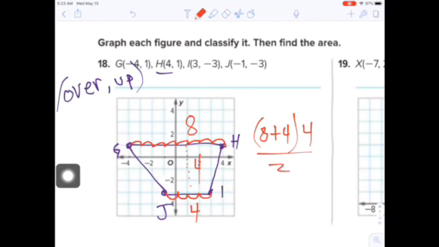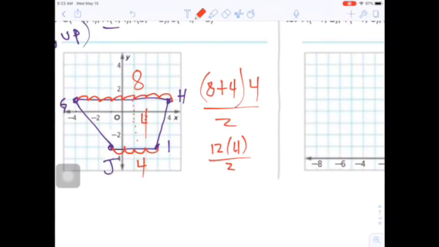Okay, so if I simplify that, that's 12 times 4, all divided by 2, which is going to be 48 divided by 2, which is 24. And then since it's on a grid, we just call that units squared.